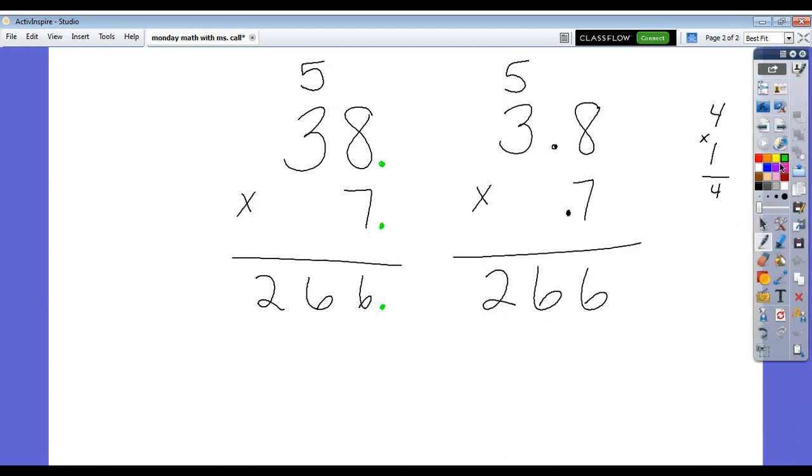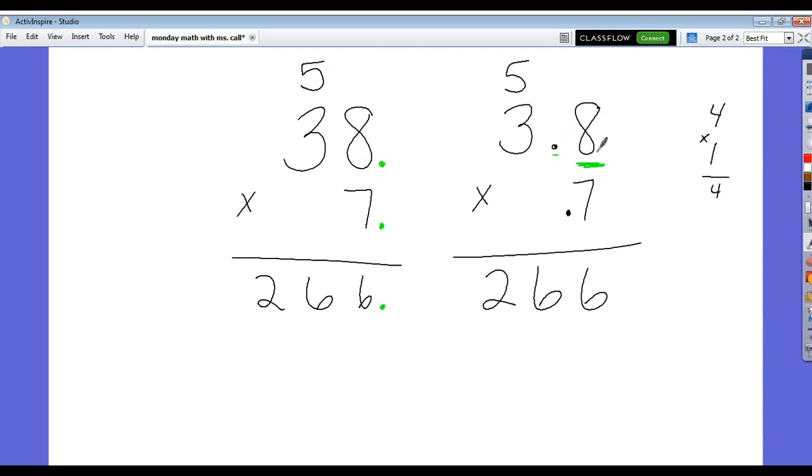So taking a look at this, here's my decimal, and I have one digit after the decimal point. Here's my decimal. I have one digit after the decimal point. So total, I have 2 digits after the decimal point, which means that from my invisible decimal here, I need to move my decimal to have 2 digits after the decimal point. So I'm going to move it once, and there's 1 digit, and I'm going to move it twice, and there's another digit. So my decimal is going to go right here.